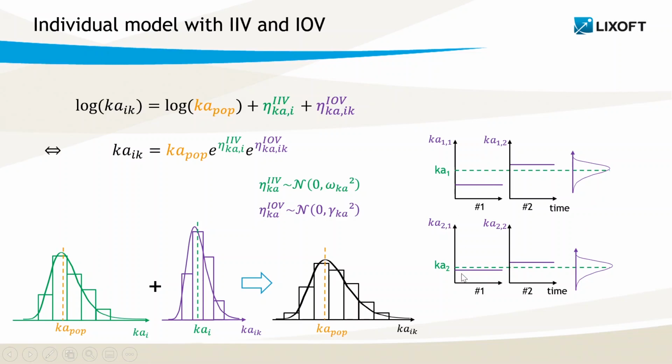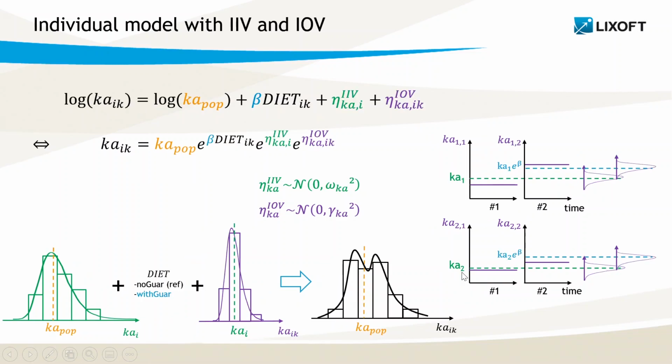If the model includes a covariate that varies across occasions, like diet in this case study, with the parameter beta, the covariate effect explains part of the IOV. Here the difference in Ka between both occasions is explained in part by the covariate effect, which has an impact in the occasions where diet is not the reference category. The IOV distribution that explains this remaining deviation can now have a smaller standard deviation.